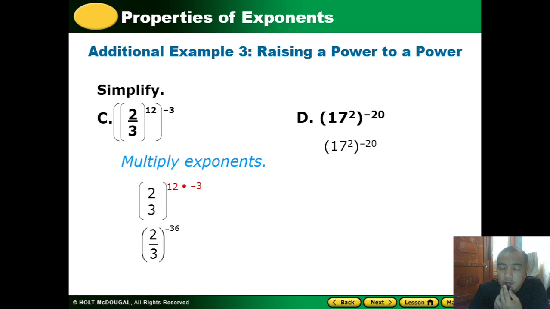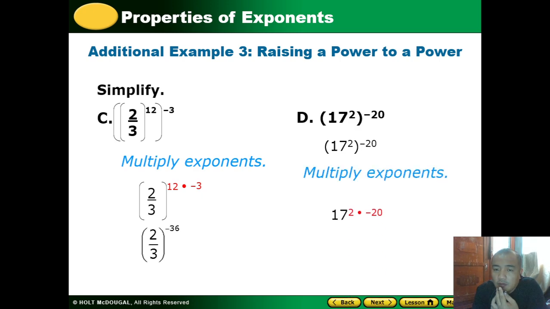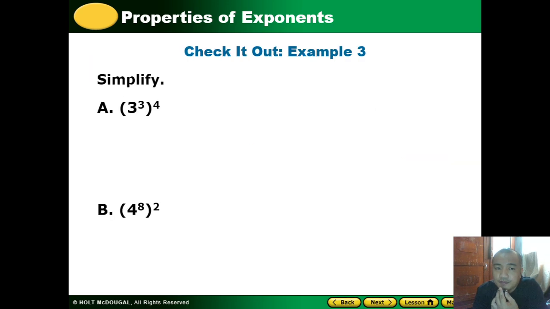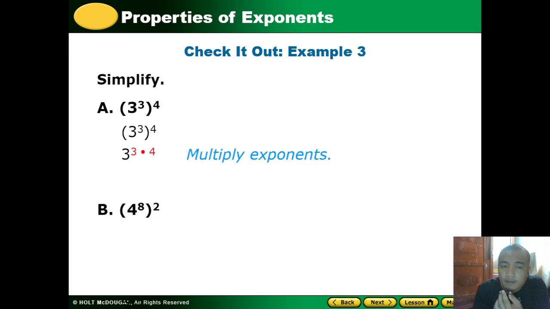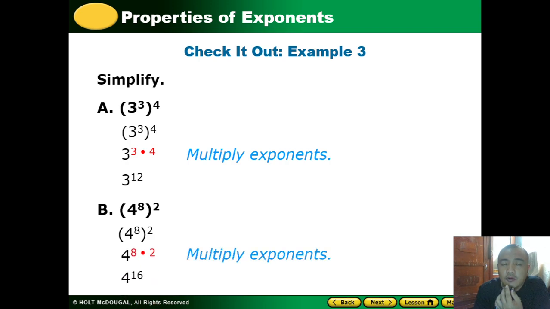Letter D, 17 squared raised to negative 20. Multiply 2 by negative 20. Multiply the exponents. 17 raised to the negative 40 power. Check it out. Example 3, simplify. 3 cubed to the 4th power. Multiply the exponents. The answer is 3 to the 12th power. And letter B, 4 to the 8 squared. Multiply the exponents. 8 times 2 is 16. 4 to the 16th power.